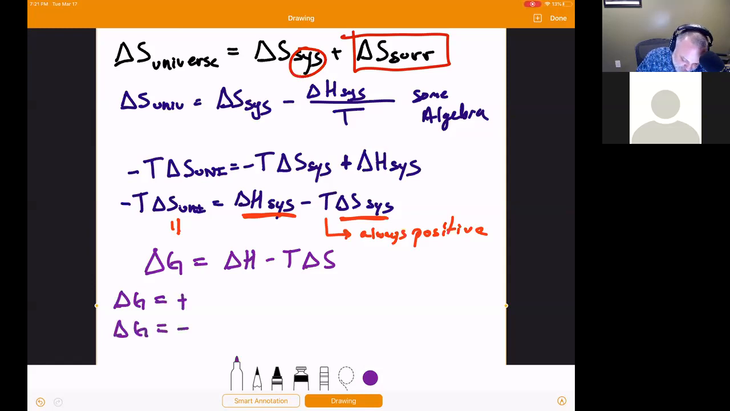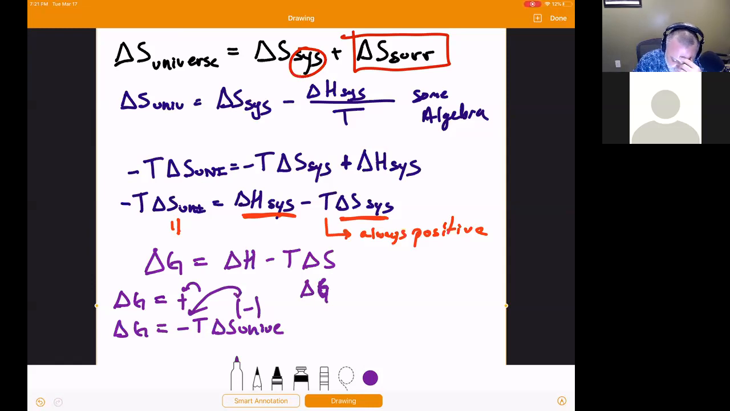That means that this term, negative T delta S of the universe, has to be positive. In order for this term to be positive, delta S of the universe has to be negative, right? Because a negative times a negative equals a positive. So that means that in order for the reaction to be spontaneous, delta S has to be positive.